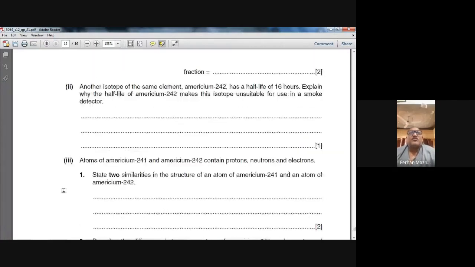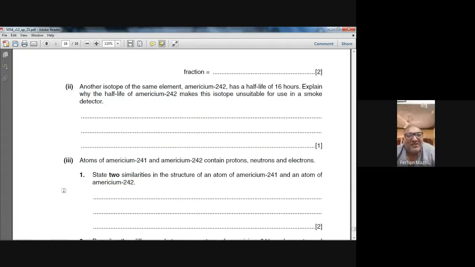Another isotope of the same element, americium-242, has a half-life of 16 hours. Only 16 hours. Explain why the half-life of americium-242 makes this isotope unsuitable for use in a smoke detector. You see, if you put this in your smoke detector, its half-life is only 16 hours.